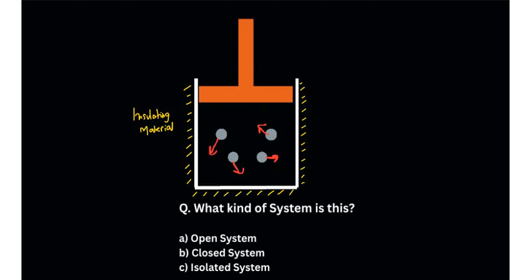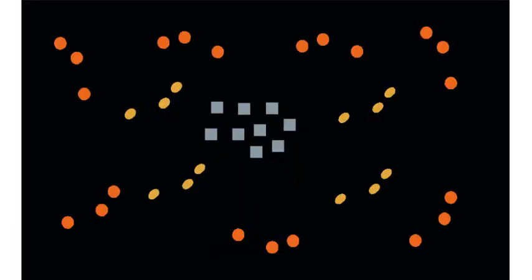Dear students, can you tell me what kind of system is this? Is this an open system, closed system, or an isolated system? Well, to answer this question, first we have to understand what are open system, closed system, and isolated system. And even before that, we'll have to understand what is a system. So let us understand what is a system.